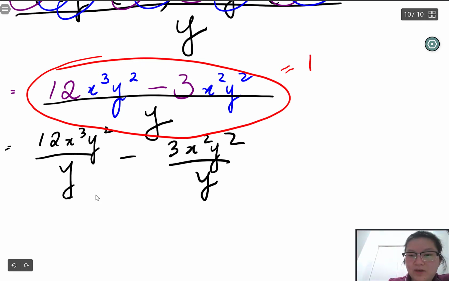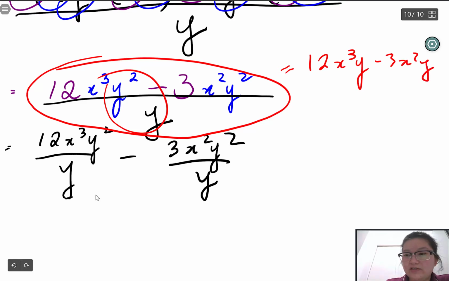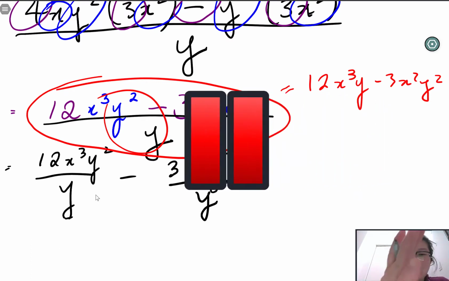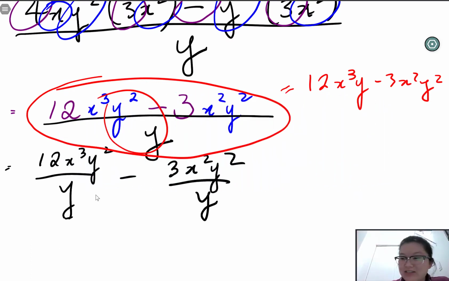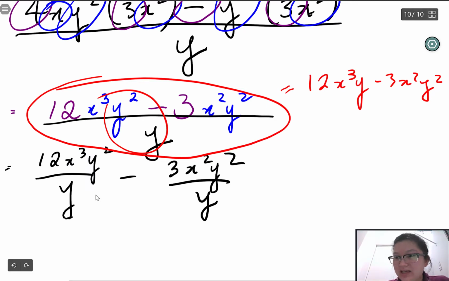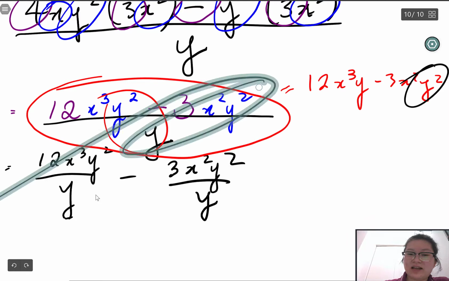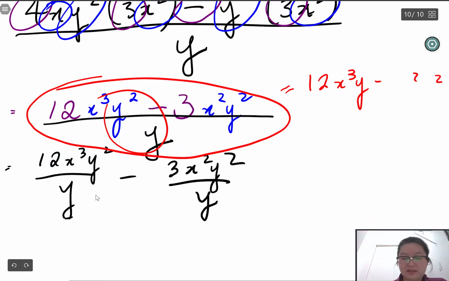So here we go. I have 12x to the power 3. One of the y's here goes away, so we get y minus 3x squared y squared. Okay? So, of course, this is wrong. Good time to pause the video and identify the mistake. So if you said that the mistake is right here because the student forgot to divide the second term by y, you are correct. That's the mistake that I often find all the time. Oopsies. So please don't be that person.